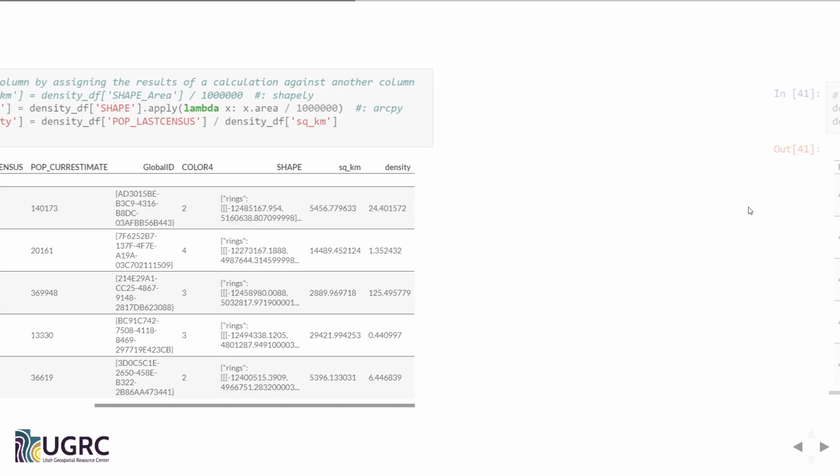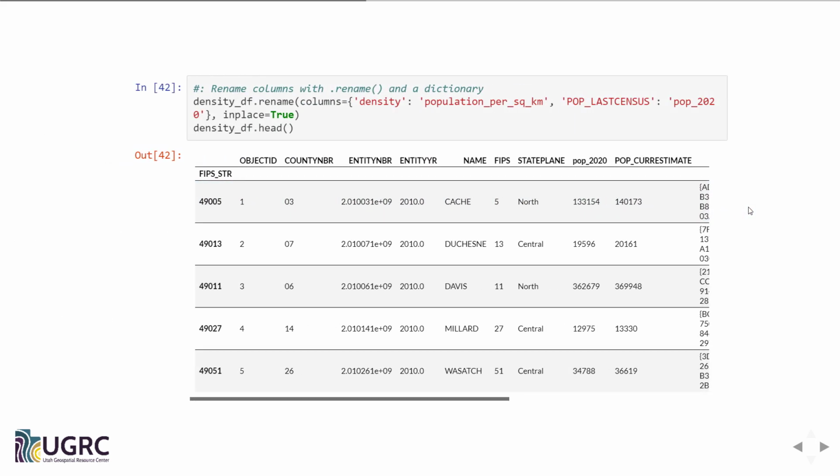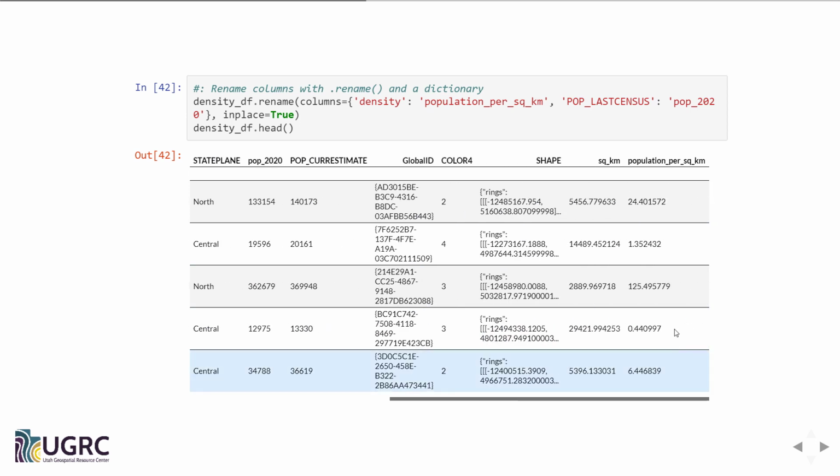So renaming and reordering columns in ArcPy is a pain. You've got to set up your field maps and everything. Well, I don't like density. Let's name it something a little bit more creative. Or pop last census. Well, when was the last census? Let's say it was 2020. So I'm just going to call rename with this dictionary. Columns equals, and this is the existing name, and this is the new name. And you can see my pop last census column is now pop 2020, and my density column is population per square kilometer. Real easy, one line of code. No shuffling through, no creating intermediate feature classes. It's all right there.